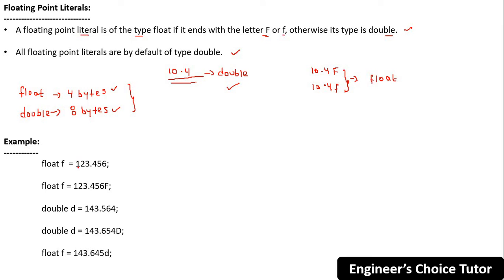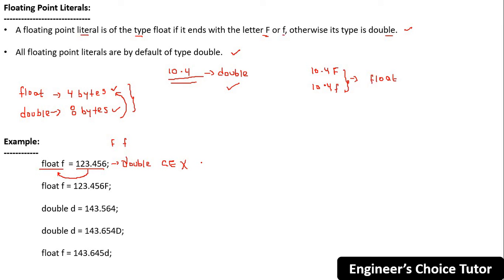For example, in the first example, float f is equal to 123.456. I have not suffixed this value with capital F or small f, so by default it is of what type? Double type. And see what I'm trying to do: I'm trying to assign a double type value into a float type variable. It means I am trying to assign 8 bytes into 4 bytes. Is it possible to do this? No, you will get a compile time error.